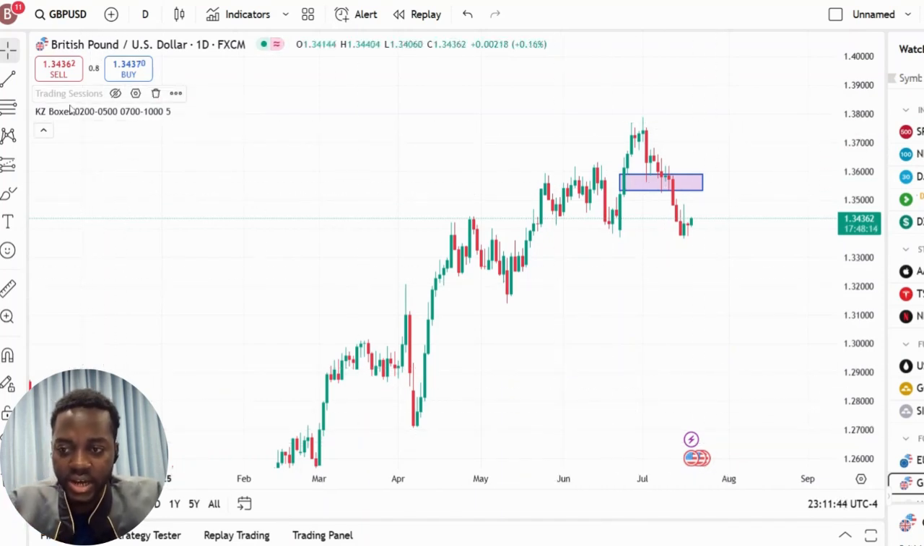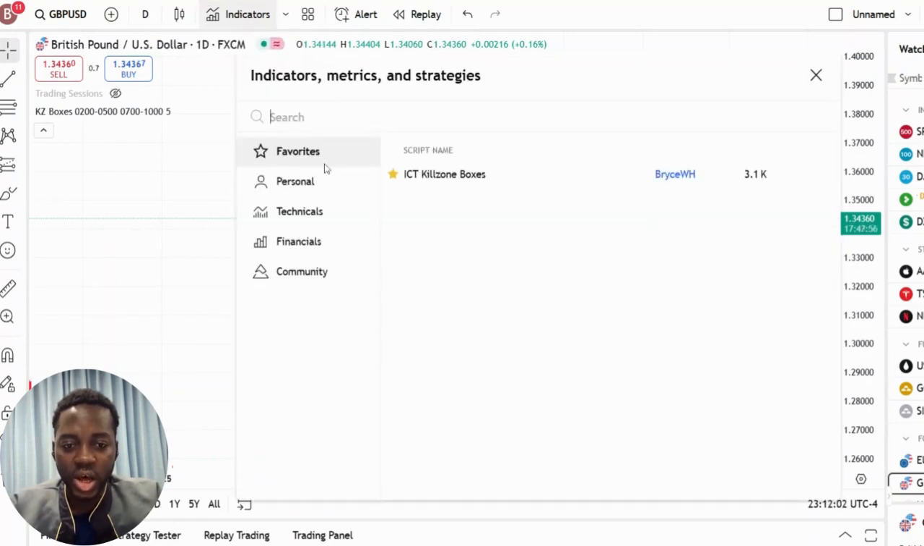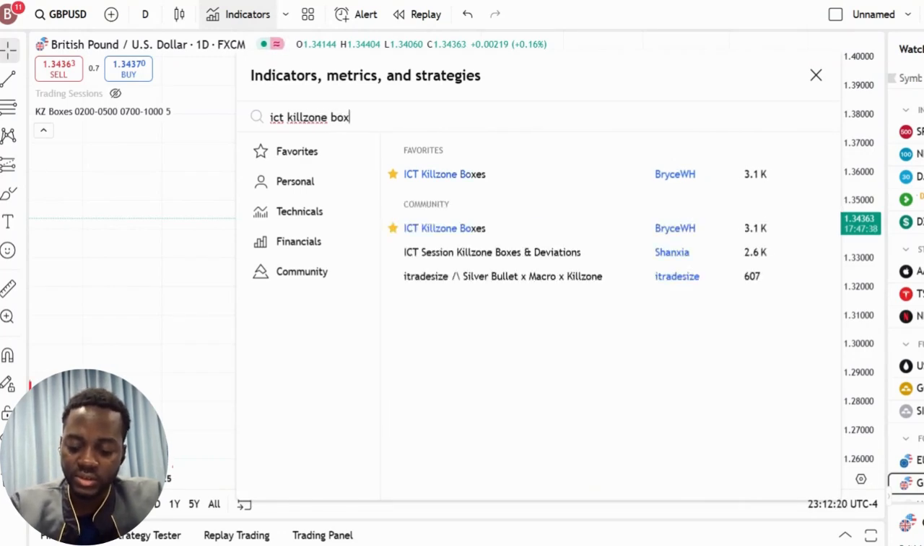This indicator, normally I already have it here. It's called KS boxes. But let's do it again. So normally you come to indicator here, you click indicator. There are a lot of indicators here, but you need to go to this one. You can just search it here: ICT kill zone boxes.